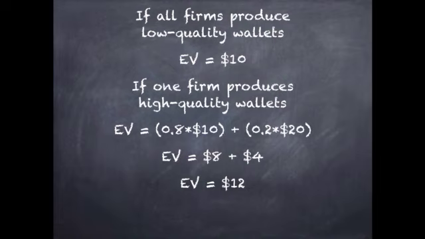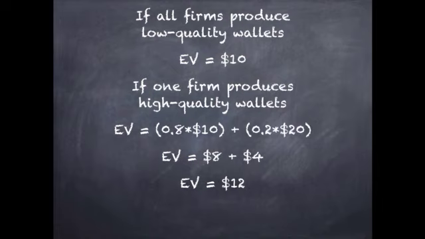They've introduced high quality wallets, and this has caused the price to go up to $12, but it's costing them $20 to produce these high quality wallets, and they're selling them for $12 because of the information asymmetries that exist in the marketplace. So realize, why would the firm go into a situation where it's actually losing $8 per wallet when it was making a normal rate of return on their investment previously?